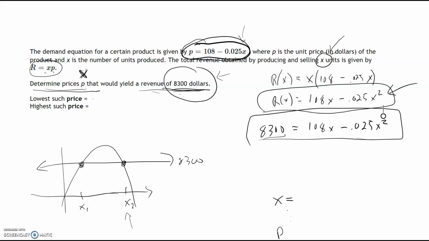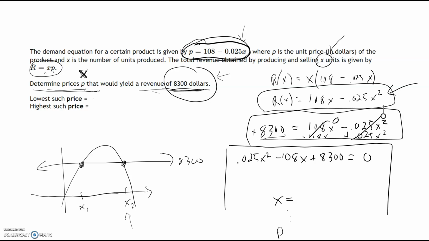Okay, so how am I going to solve this equation? I would set this to 0. I'm going to add 0.025 x squared to the right, and then subtract 108x. If I add that and subtract that, I end up with a 0 on the right side. And this guy is positive, he stays there all by himself. So now I have a quadratic equation, and that is not a nice quadratic equation.